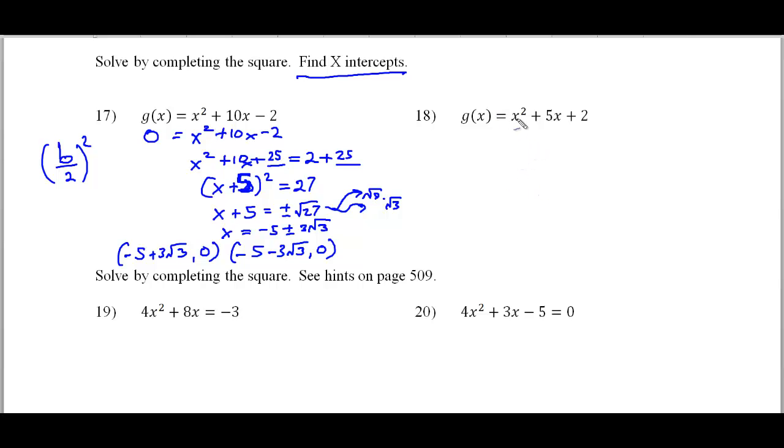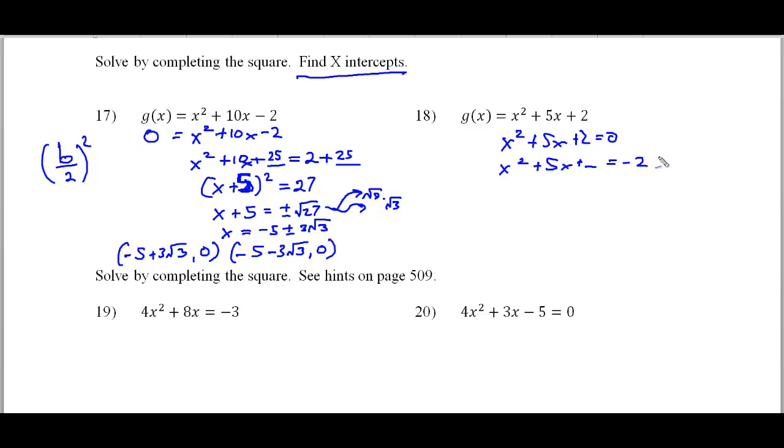Okay, we're going to keep doing the same thing here. We're going to do a little bit of completing the square, but you'll notice that in this case, this square is going to be kind of weird because of the 5. Now, again, I'm going to start off with x squared plus 5x plus 2 equals 0, because I want to see when it hits the ground. Now I've got to give myself just a little bit of space, and I'm going to do so by moving the 2 to the other side like this.